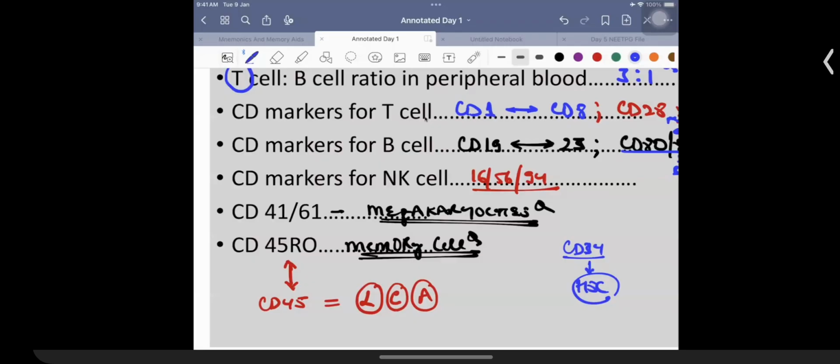Right, that is what he said. CD10 is a marker for naive B cells. It is the marker for immature B cells. Okay, that is what you need to be familiar with.